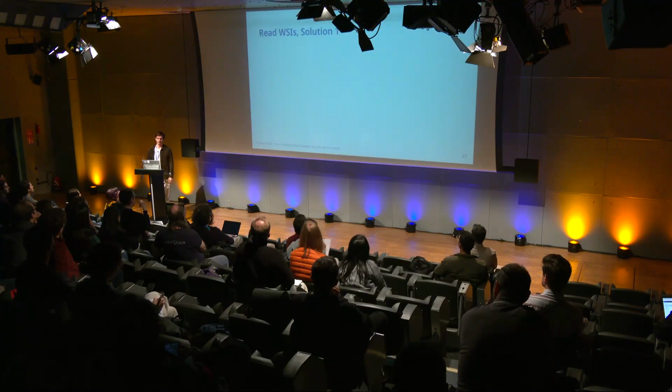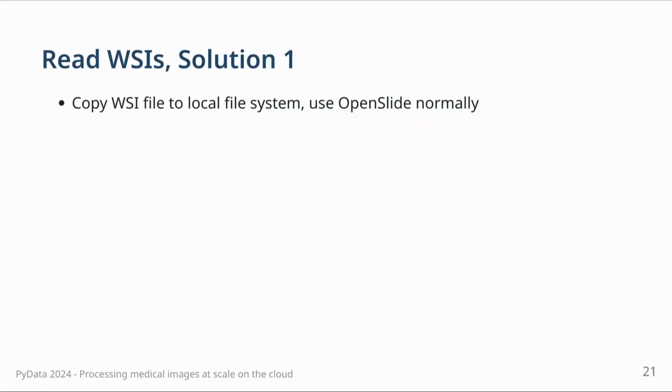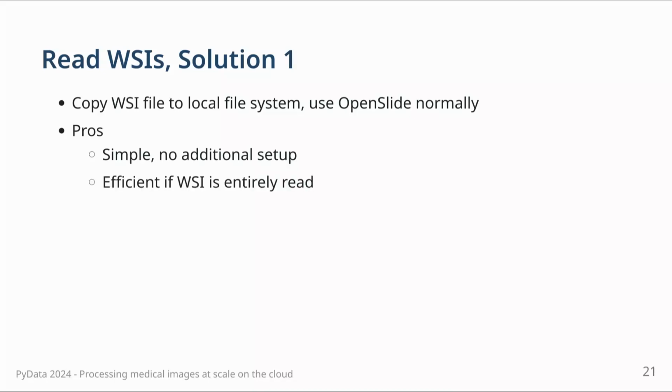Solution one, you copy the file. You just download it. It's really good because it's simple. You don't need any setup. And if you have to read the entire image anyway, you were going to read all the bytes, so might as well just copy them entirely. The problem with that is that it's inefficient if you want to read only specific regions. And as I've told, you don't really want to read the entire image most of the time.